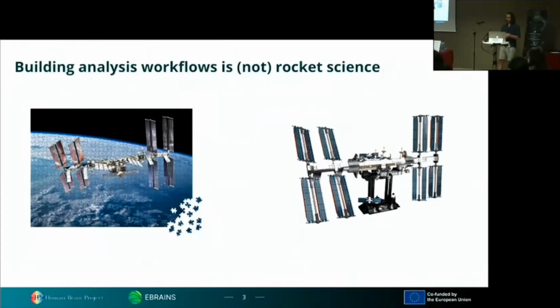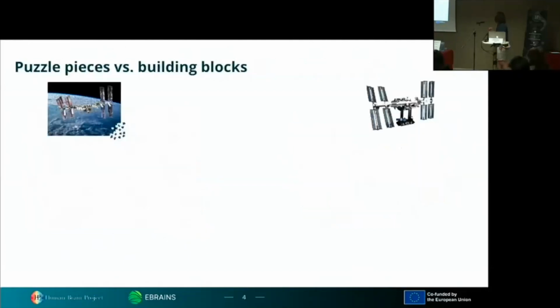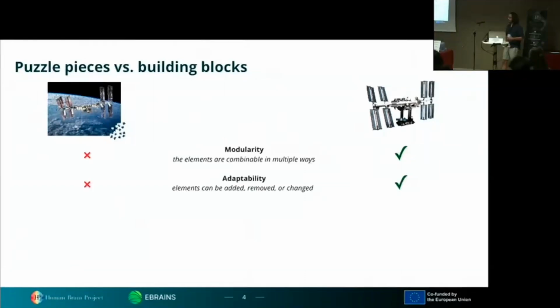With analysis workflows as well as space stations, there are basically two ways to approach this. You could either build them from puzzle pieces or from building blocks. And I'm going to argue that one is better than the other. As the title already indicates, building blocks are better because building blocks are modular, and they are combinable in multiple ways, which is not possible with puzzle pieces, where only one fits to exactly one neighbor. And this also means that building blocks are adaptable, where you can add, remove, and change individual elements.